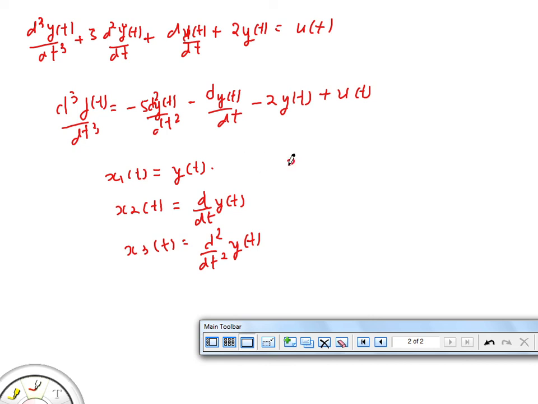Now I want to find out x1 dot. X1 dot is nothing but y dot. X2 dot of t is equal to y double dot of t. X2 dot is equal to y double dot, and x3 dot is equal to y triple dot.